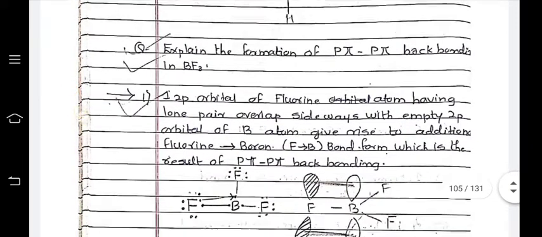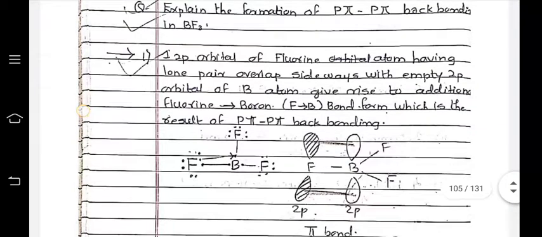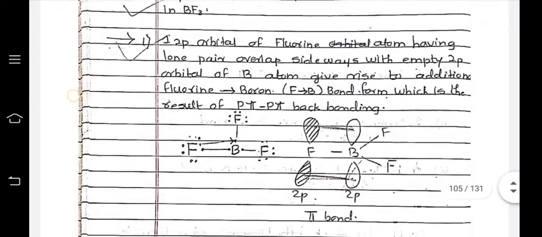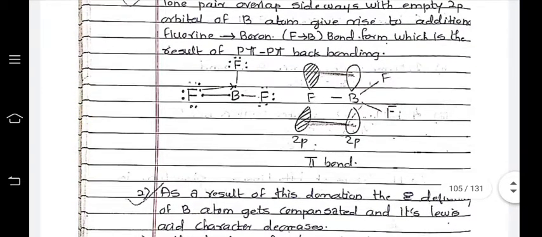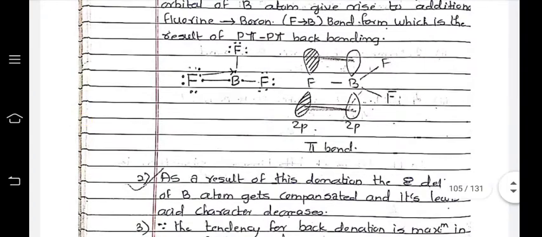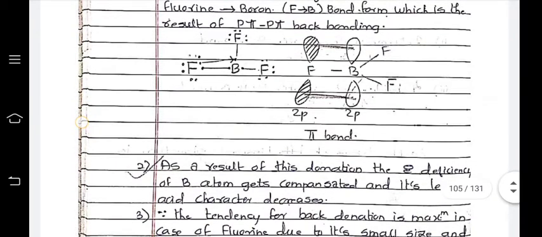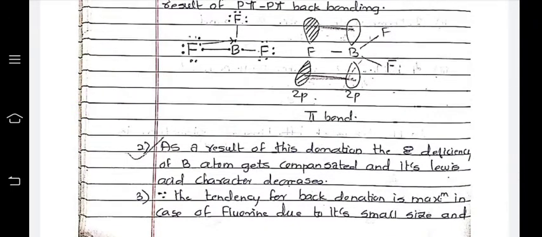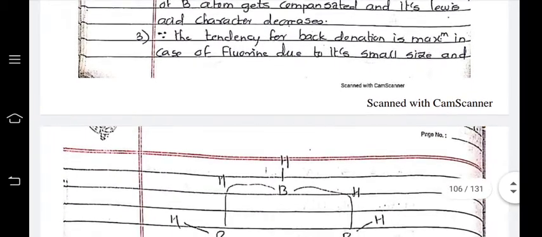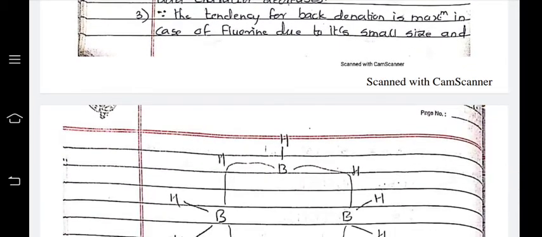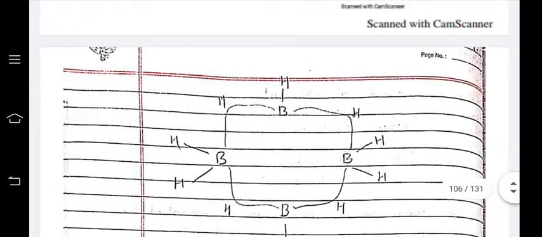Explain the formation of p-pi back bonding in the BF3 molecule. The 2p orbitals of the fluorine atoms having the lone pair overlap sideways with the empty 2p orbitals of the boron atom. This gives rise to additional fluorine-boron bonds, which are the result of p-pi back bonding. Boron-fluorine, boron-fluorine, boron-fluorine give the pi bond. As a result of this donation, the electron deficiency of the boron atom gets compensated and its Lewis acid character decreases. The tendency for back donation is maximum in the case of fluorine due to its small size.